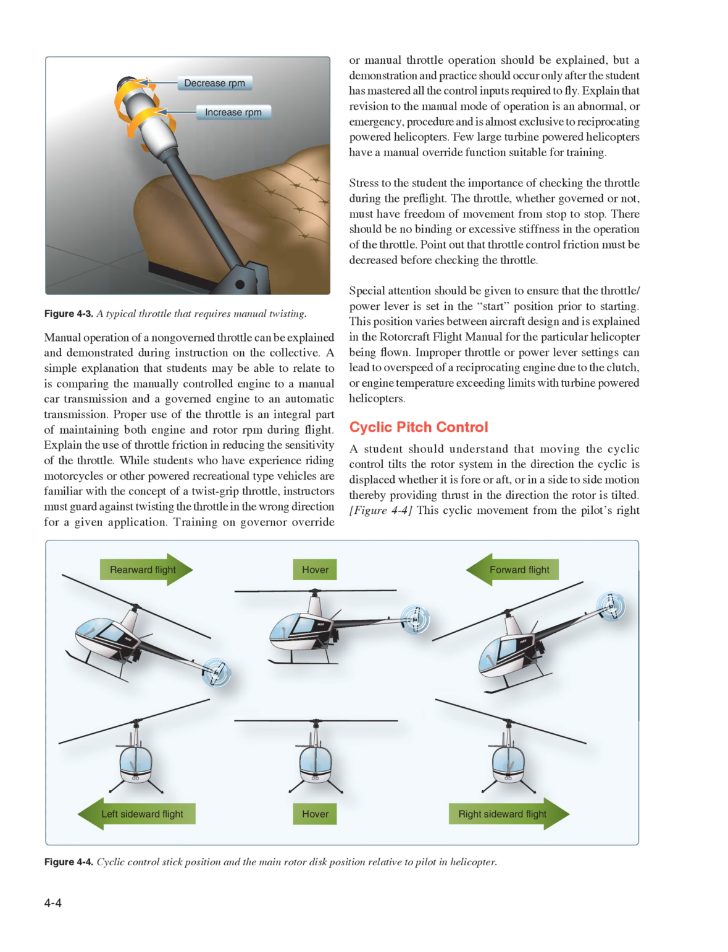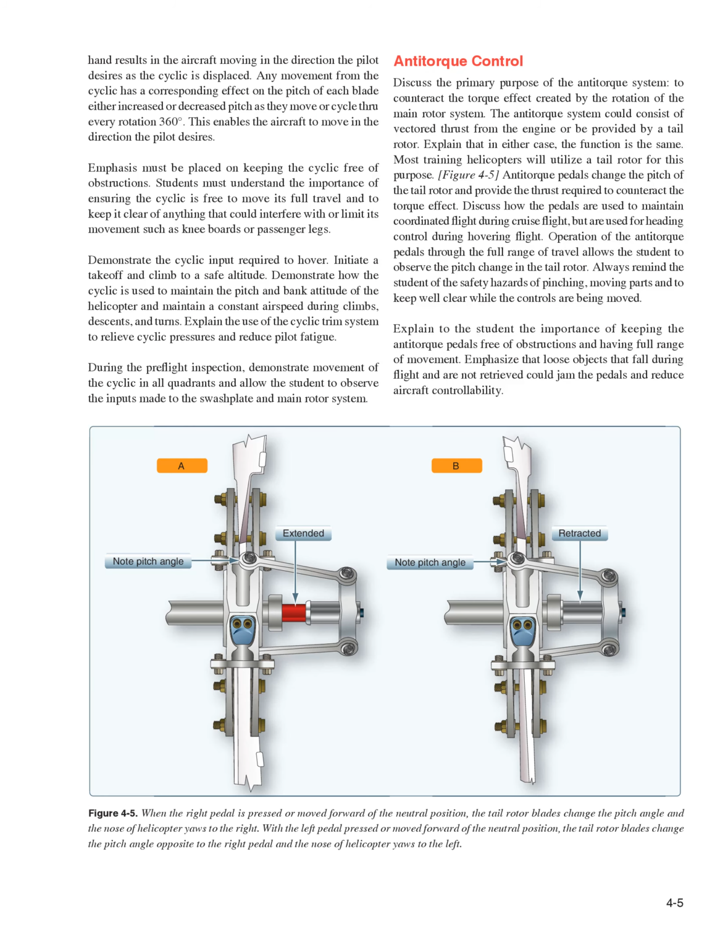Cyclic pitch control. A student should understand that moving the cyclic control tilts the rotor system in the direction the cyclic is displaced, whether it is fore or aft, or in a side-to-side motion, thereby providing thrust in the direction the rotor is tilted. Figure 4.4. This cyclic movement from the pilot's right hand results in the aircraft moving in the direction the pilot desires as the cyclic is displaced.